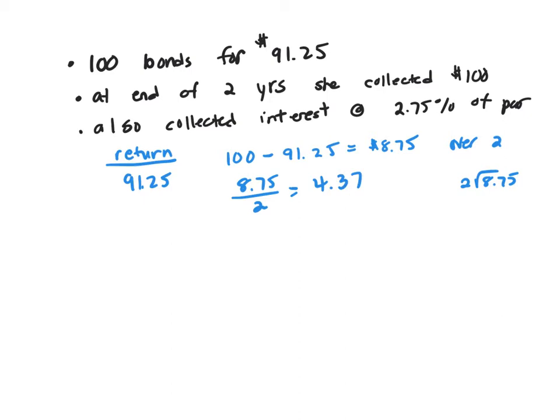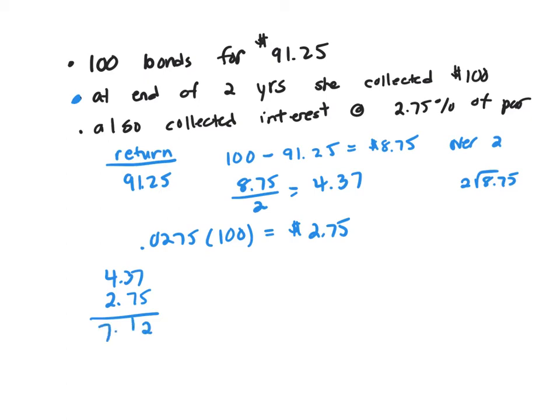And so she gets, at the end of 10 years, because she also collected interest at 2.75% of par. So 0.0275 of par, which is 100, would be $2.75. So if I take 4.37 plus 2.75, that's 7.12.